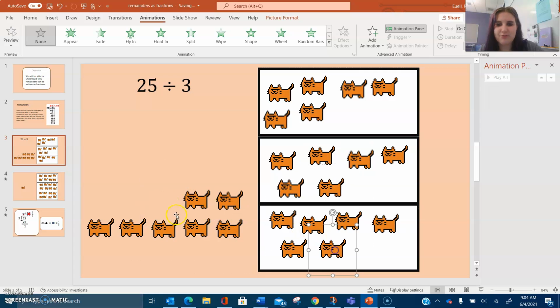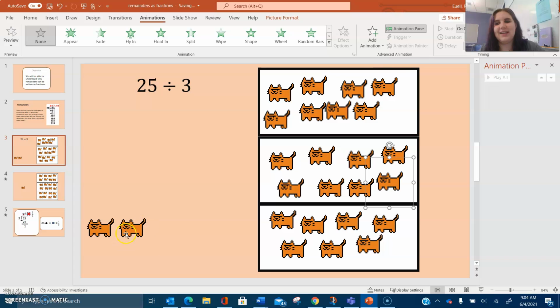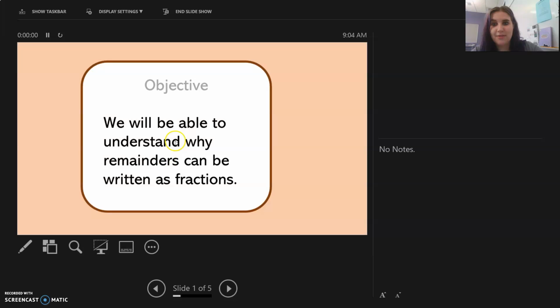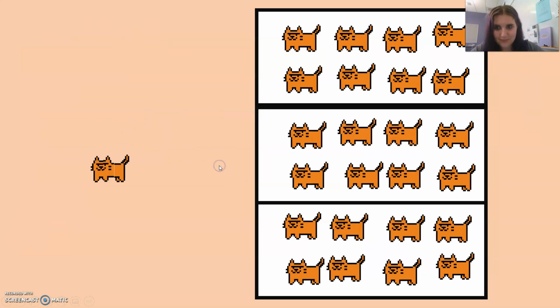So now I have 5 in each group, 6 in each group, 7 in each group, and 8 in each group. So I have an equal number in each group, 8. But I've got 1 left over. So that is what we are going to deal with next. So now I have 8 in each group, but I have 1 left over.